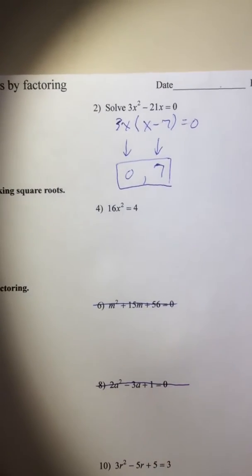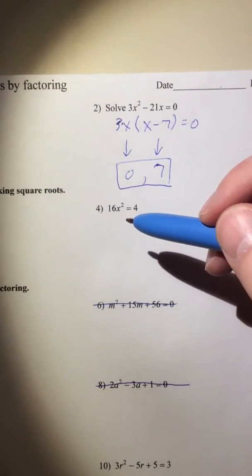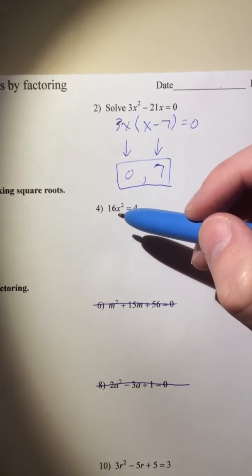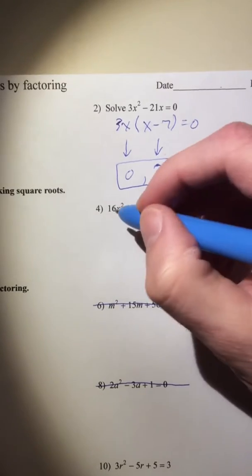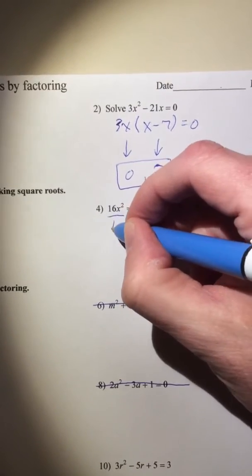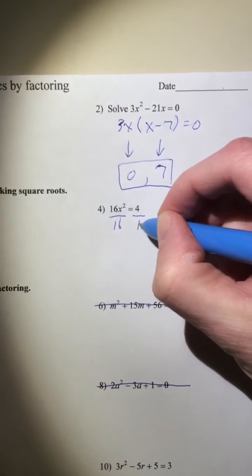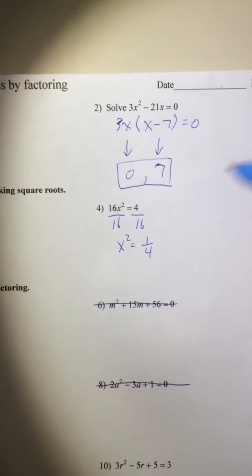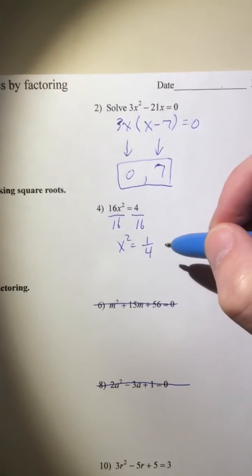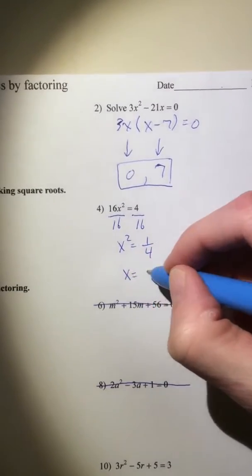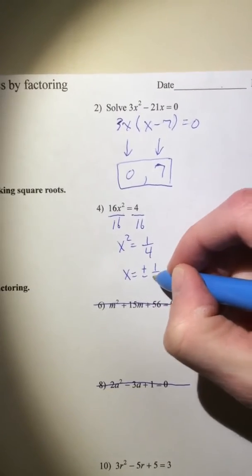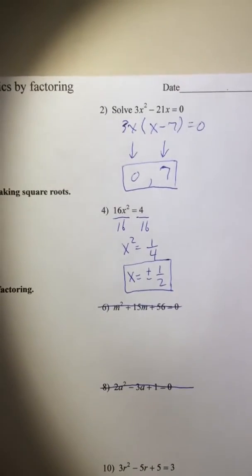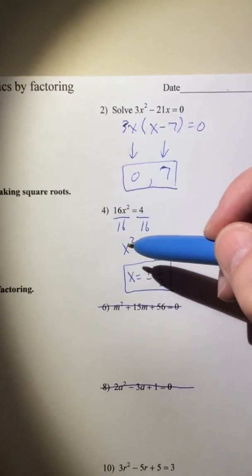And over here, we have the same kind of thing. All we're going to do is isolate the x squared term. To do that, we need to divide both sides by 16, and so we get x squared equals 1/4. Again, taking the square root of both sides, we get x equals plus or minus 1/2. Easy stuff. Okay, so I've given you these two to do: factor out the GCF and take the square root of both sides.